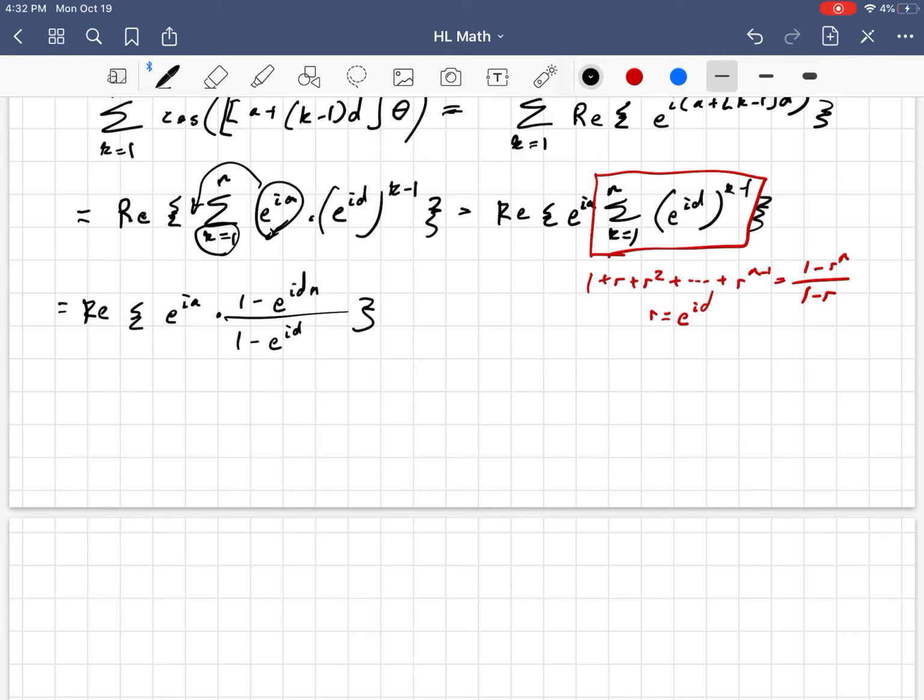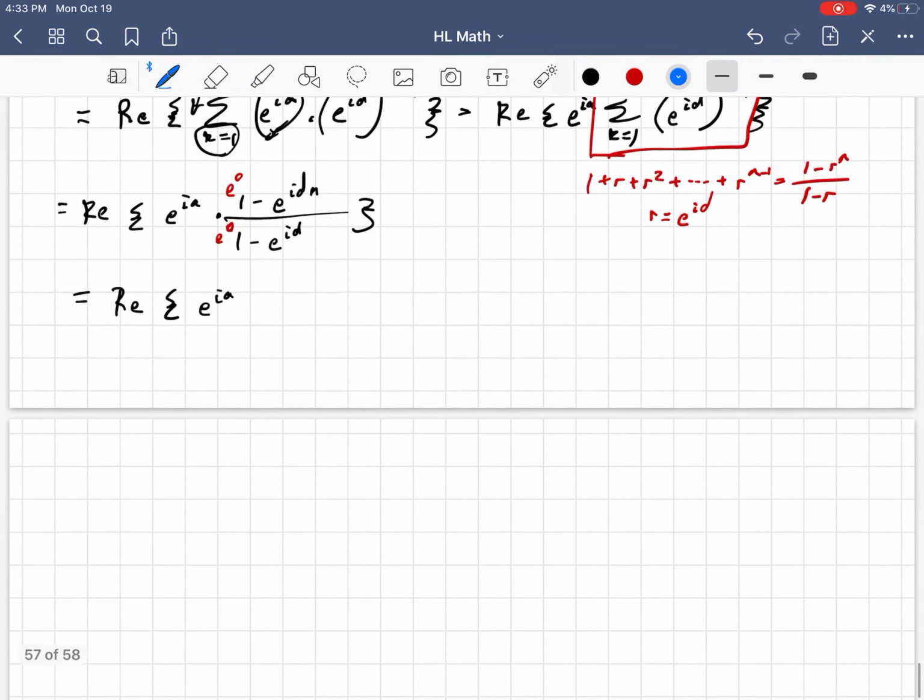Okay, and now what I'm going to do is make this the real part of e to the ia, and I'm going to notice that this 1 is really e to the 0. Basically what I'm going to want will make sense if you've seen the complex definitions for sine and cosine, and perhaps I should write them here. I guess I'll just derive them real quick.